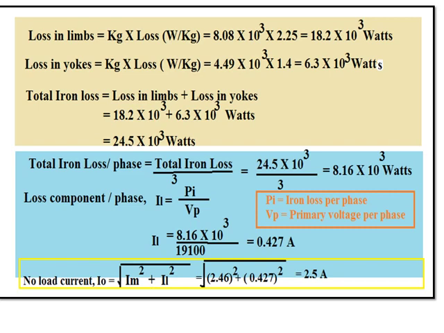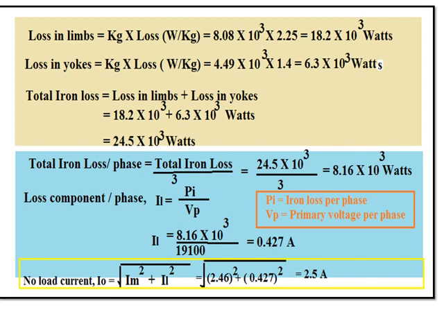So loss in limbs is the total weight in kg of the core times loss in watts per kg, again kg cancels, and we get the total loss in limbs as 18.2 into 10 to the power of 3 watts. Similarly, loss in yokes, yoke weight and loss per kg of yoke, we get 6.3 into 10 to the power of 3 watts. After knowing these two losses, limbs loss and yokes loss, total iron loss is the addition of loss in limbs and loss in yokes, we get 24.5 into 10 to the power of 3 watts.